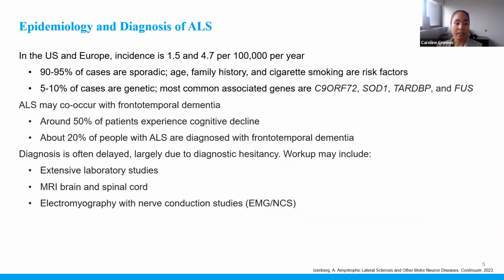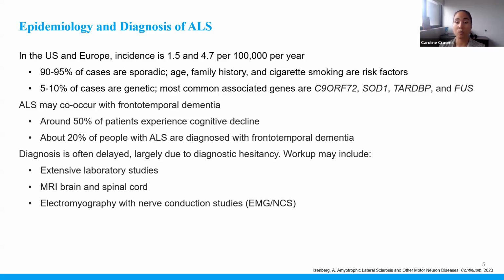In terms of epidemiology and diagnostic workup, this is a rare disease. In the US and Europe, incidence ranges between 1.5 to about 5 per 100,000 per year. And the vast majority of those cases are sporadic. Older age is a risk factor, family history and cigarette smoking are risk factors. There are some other possible environmental conditions.